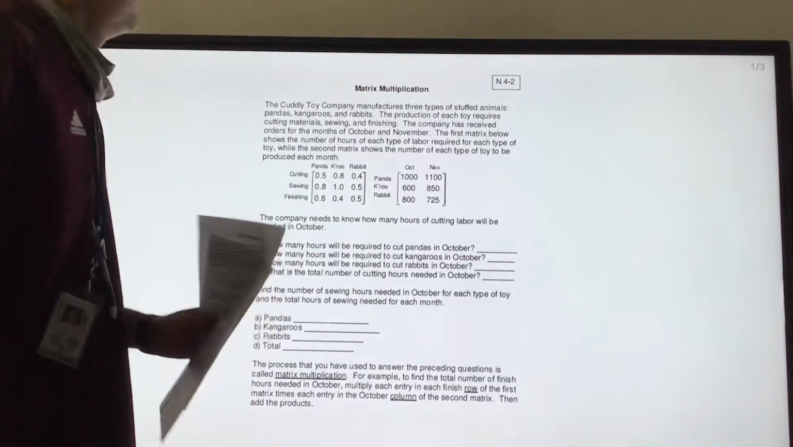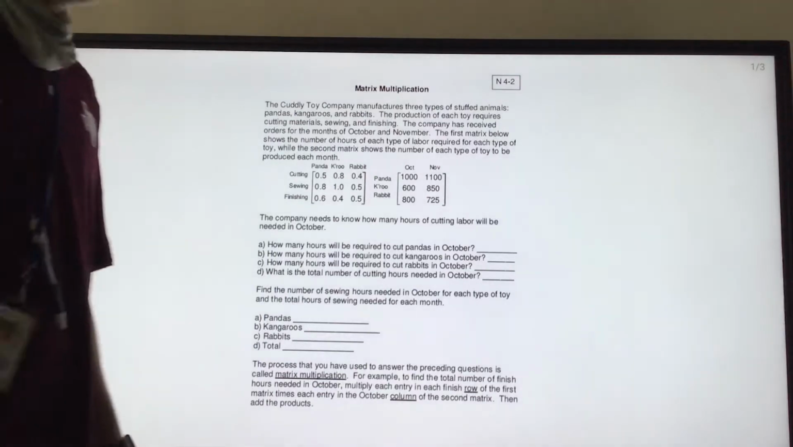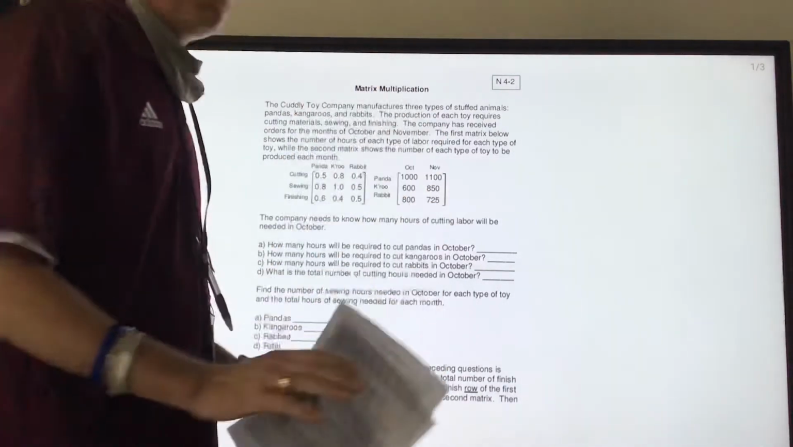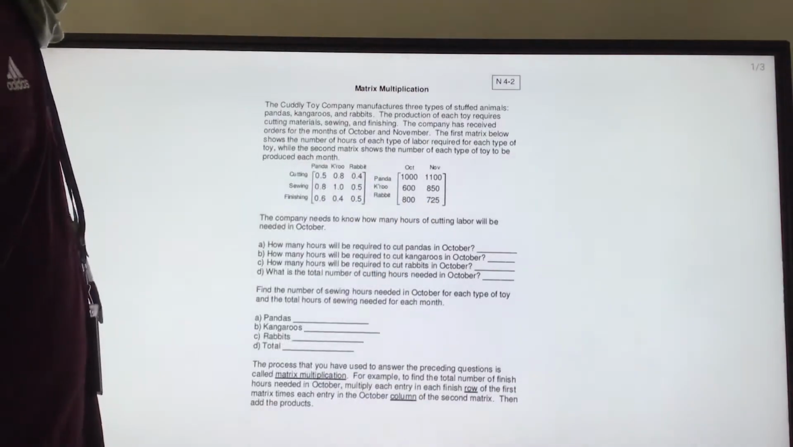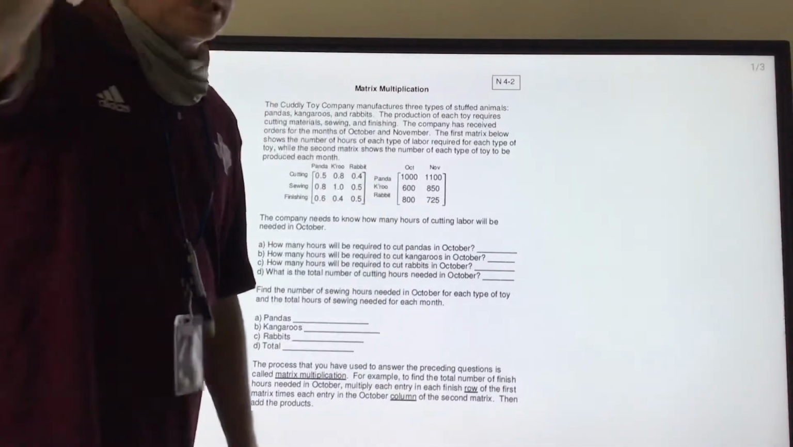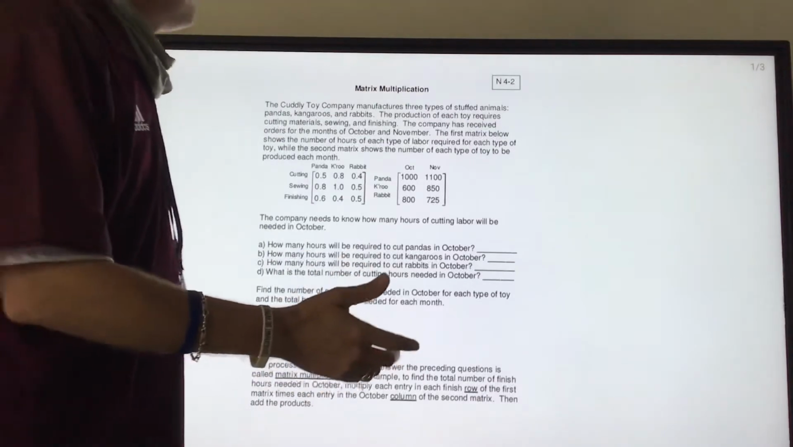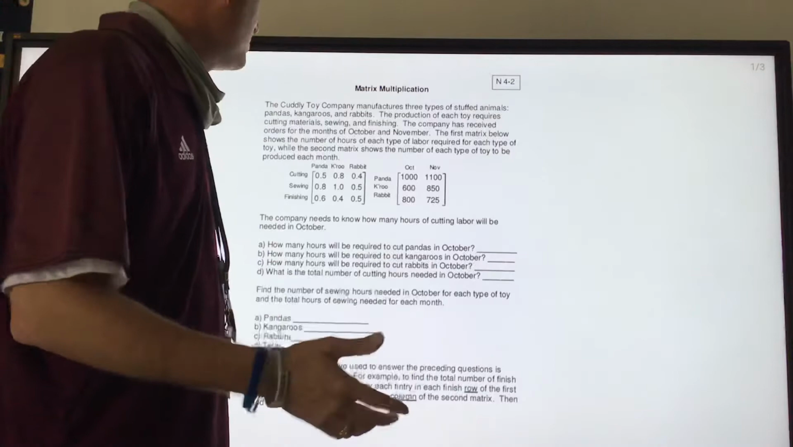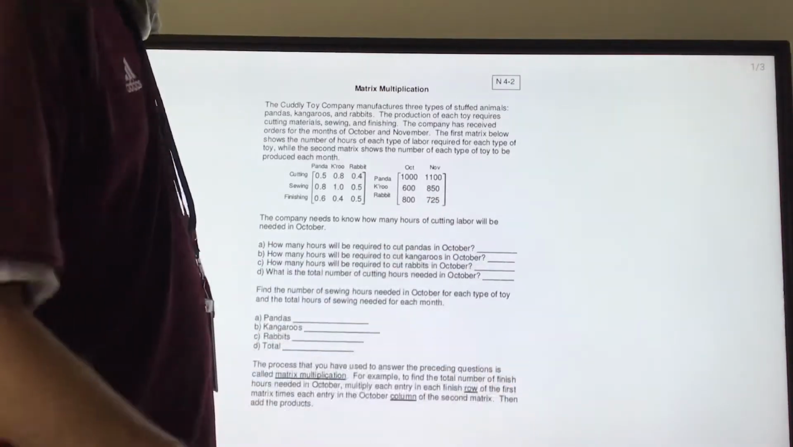Okay, these are notes for 4-2, matrix multiplication. Here's the thing we have to keep in mind. Today, this first part is applied, which gives us a scenario. We have a company that's building stuffed animals, and they're building three kinds: pandas, kangaroos, and rabbits.